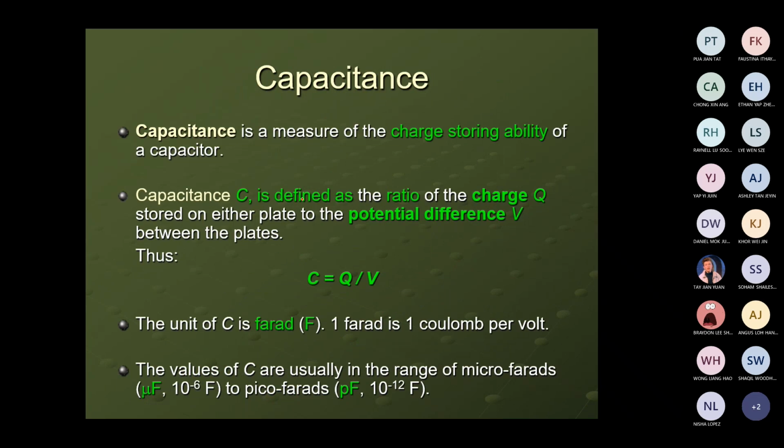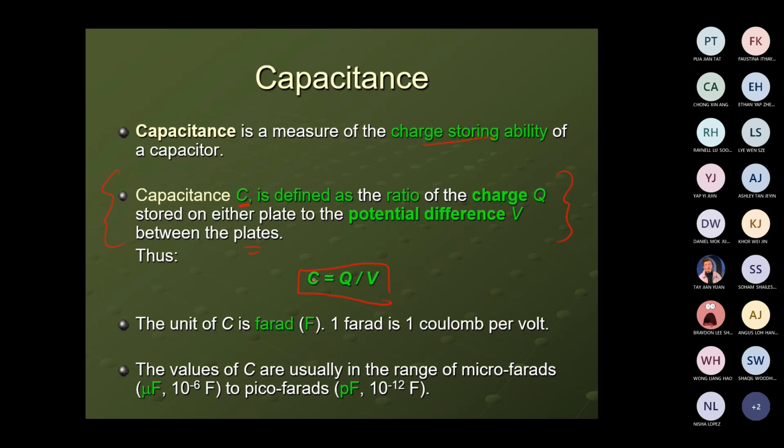Okay, let's go in depth about it. Capacitance is a measure of charge storing ability. If you have a capacitor with a greater capacitance, it can store lots of charge per unit volt, for every volt. The capacitance symbol we use is C, defined as, this is the definition, so remember: what defines capacitance? It's the ratio of charge stored on either plate to the potential difference between the plates. This is the formula: C equals Q over V.